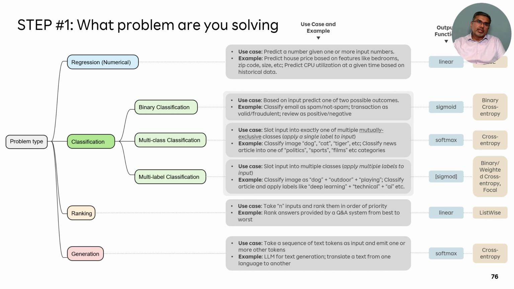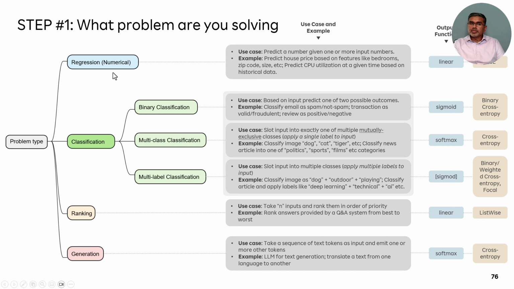So what we have learned is that you need to know what problem you are solving. The types of problems you're solving are regression problems, where you're predicting numerical numbers. Classification problems, of which there are 3 types: binary classification, multi-class classification, or multi-label classification. Ranking is another type of problem you're trying to solve, or generation is another type of problem you solve. We covered these regression and different classifications and ranking in season 1, episode 2.